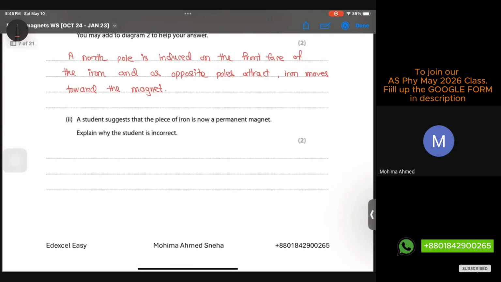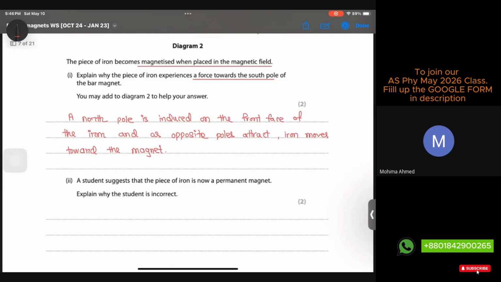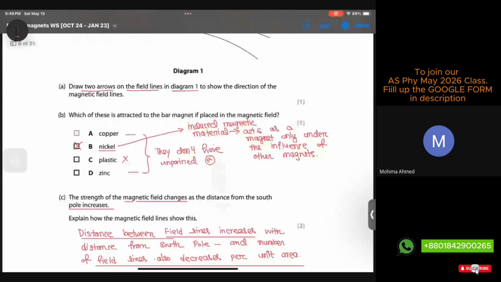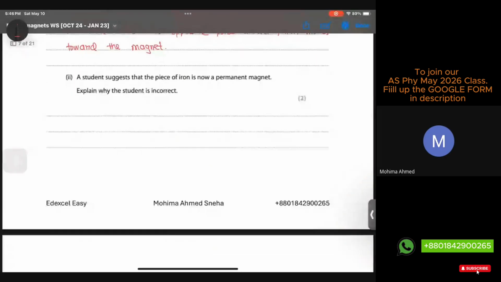Well, you can also write iron is a soft magnetic material. The mark scheme will allow soft magnetic material here. So for nickel also, I wrote this as induced magnetic material, but we can also consider these as soft magnetic material. I think it's better to not consider them as induced magnetic material; it's better to consider them as soft magnetic material. So we'll just write that iron is also behaving like nickel.